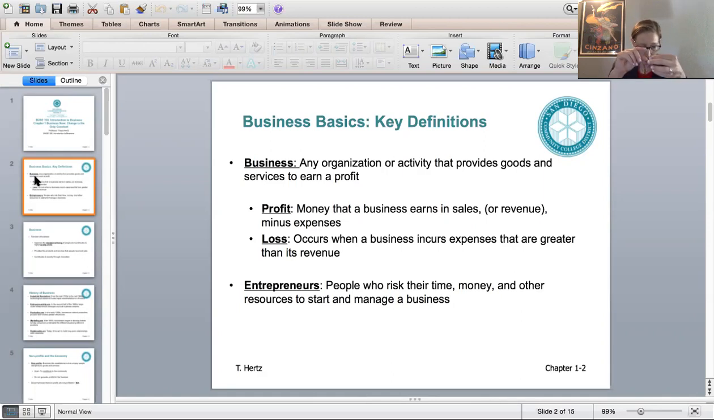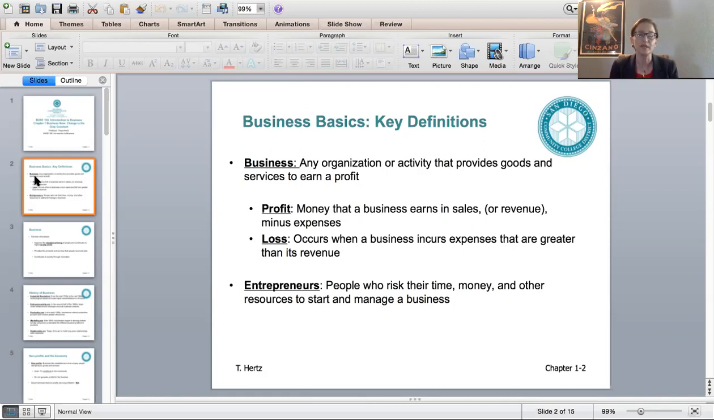It's important when we're talking about business, you have to talk about entrepreneurship, because the bulk of all businesses in the United States are entrepreneurial businesses, small businesses. Over 99% of the businesses here in the United States are entrepreneurial.